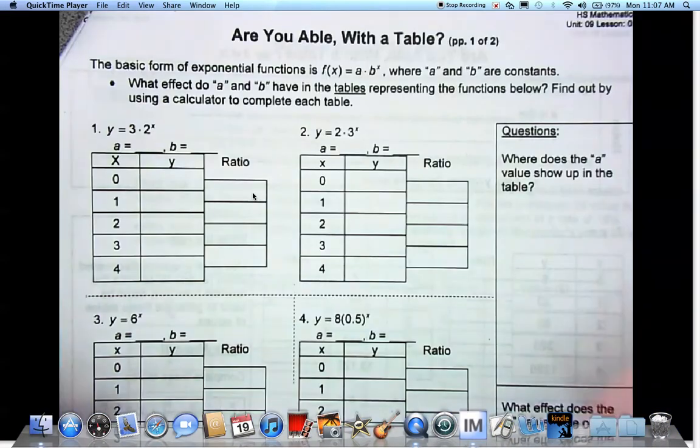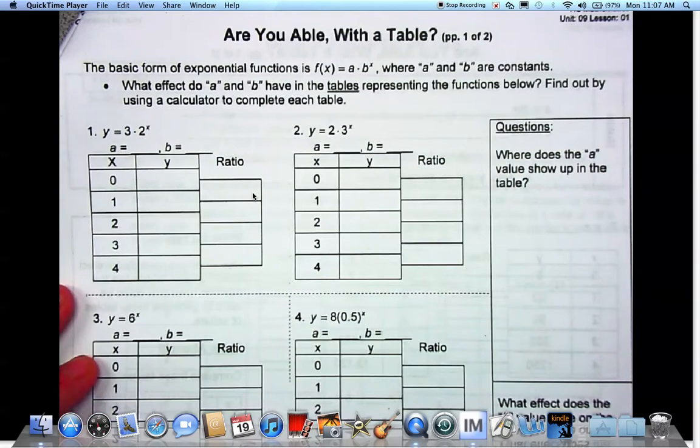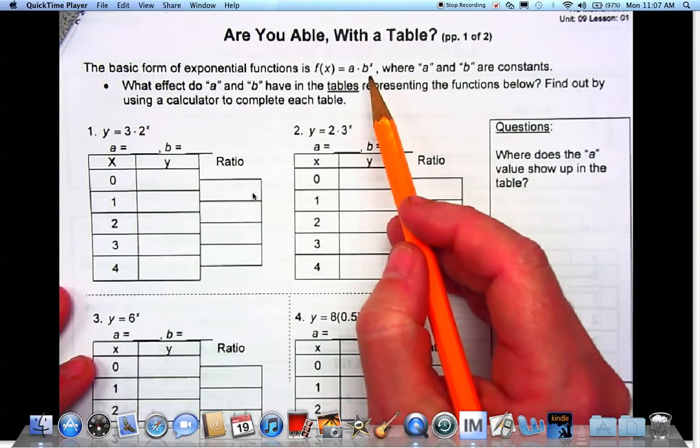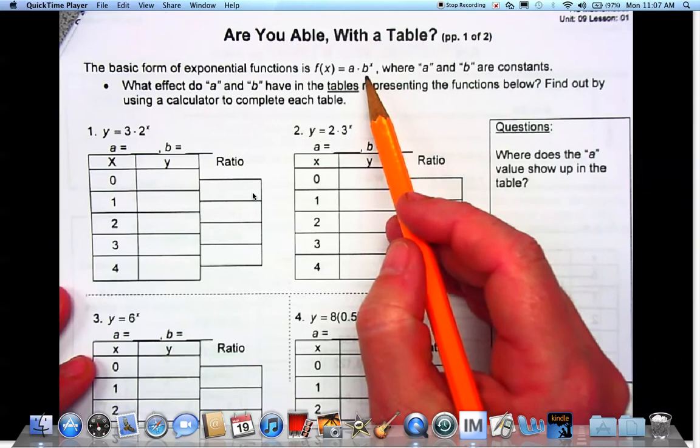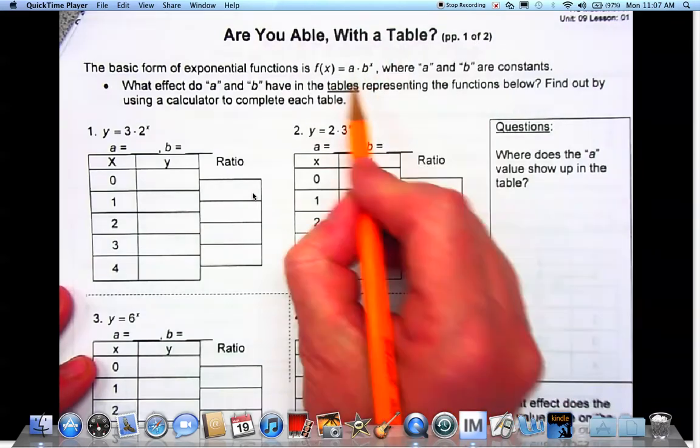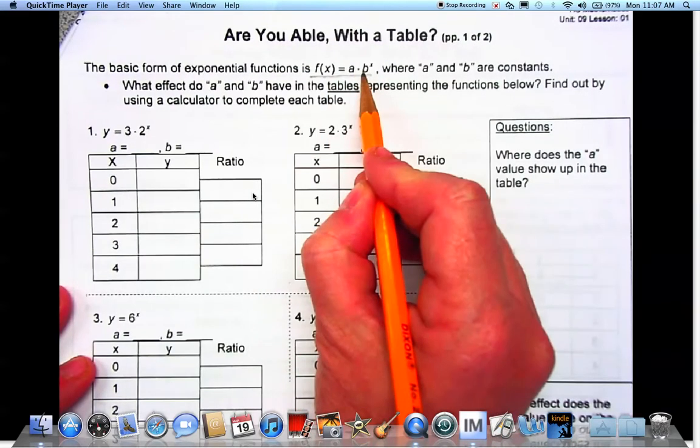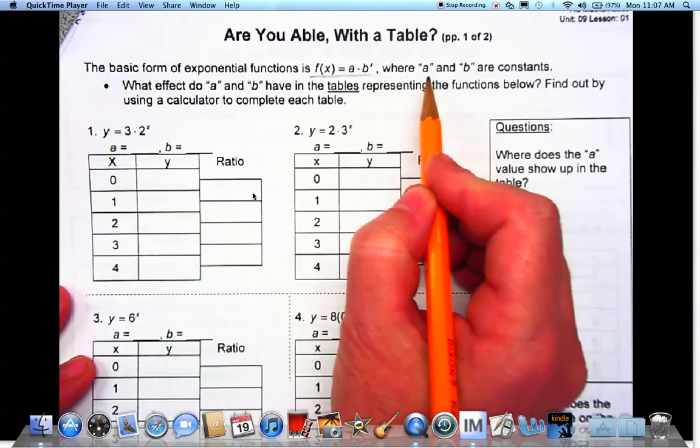Okay, are you able with the table? We're going to talk about the exponential function and what it looks like. And it looks like this: f of x equals a times b to the x, where a and b are constants.